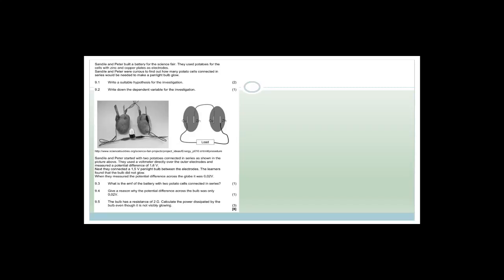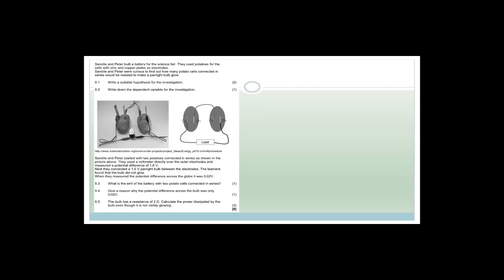Now it says write down the dependent variable of the investigation. Now the dependent variable is the one that you measure. The independent variable is the one you're changing. And it says they were curious to find out how many potato cells connected in series would be needed to make a pen light bulb glow. Okay? So the dependent variable would be what you're measuring. So what are you measuring?